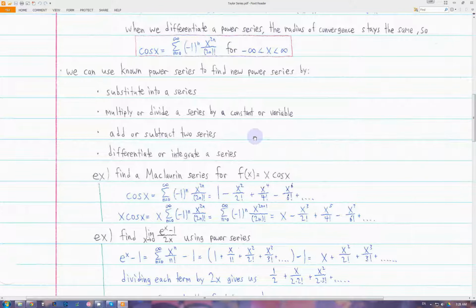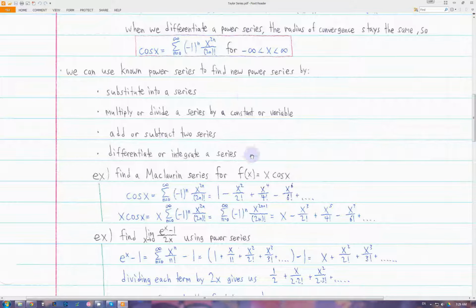So using these Maclaurin series for e to the x, sine x, and cosine x that we just found, or any other power series that we can easily find, we can find newer power series for more complicated functions by using these techniques. We can substitute into a series, multiply or divide a series by a constant or a variable, add or subtract two series, or we can differentiate and integrate a series.